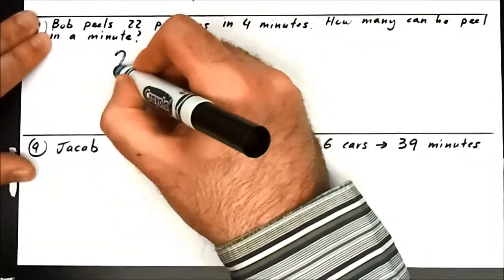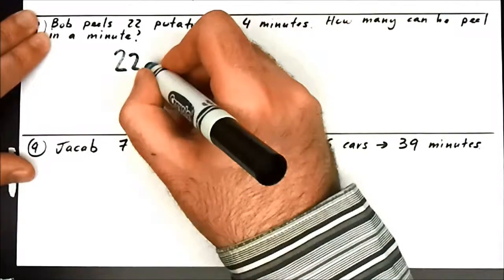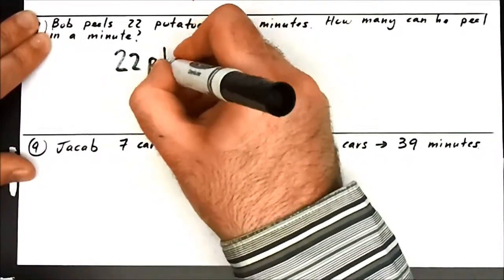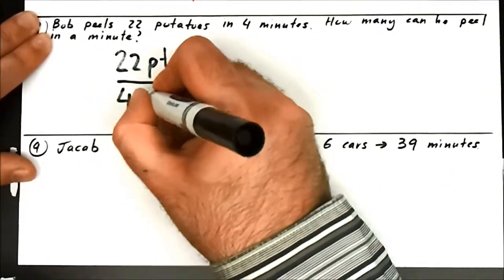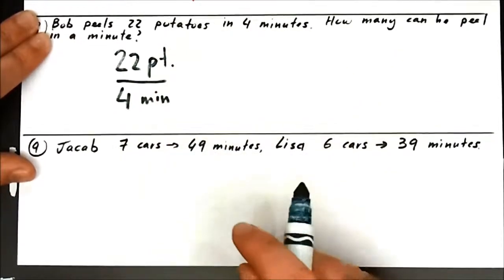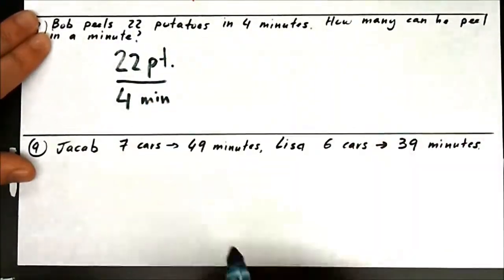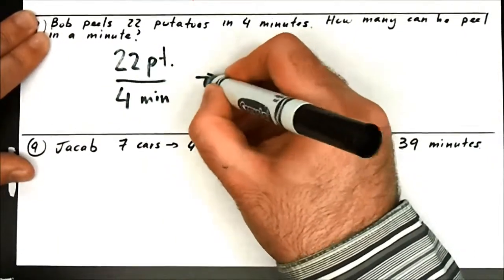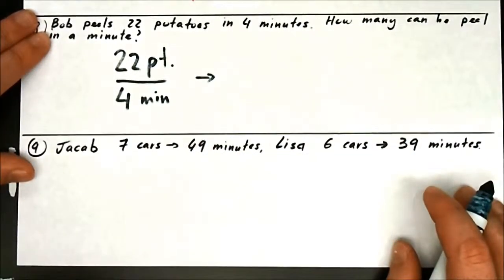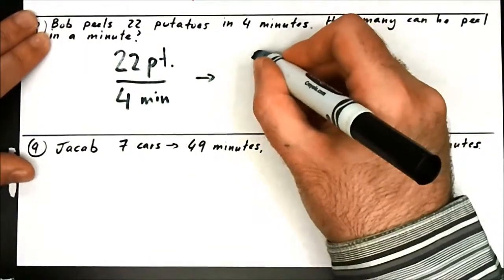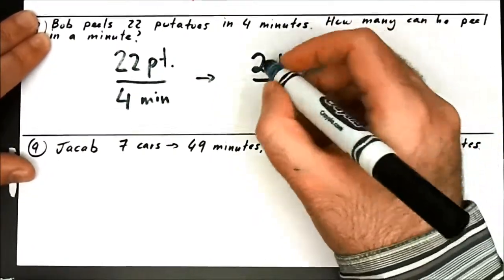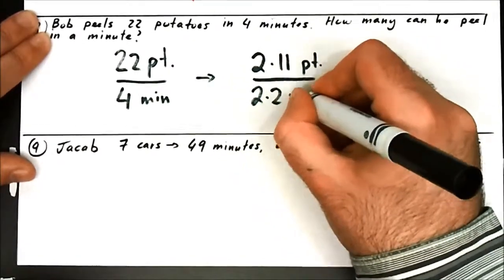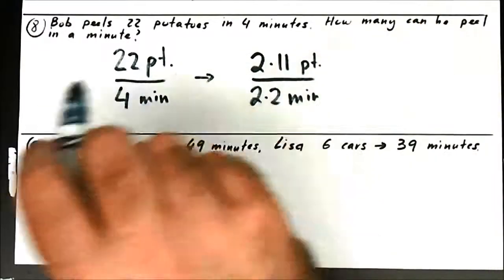Or the rate. 22 potatoes, which I want to simplify to just PT, over 4 minutes, which I want to simplify to just minutes. And yes, I'm including the units here because we are going to rates, and rates have to have the units in them. How can I simplify this down? What can I cancel out of both top and the bottom? A 2, because 22 is 2 times 11 potatoes, and 2 times 2 gives me 4 minutes, which means the 2 can be safely removed.